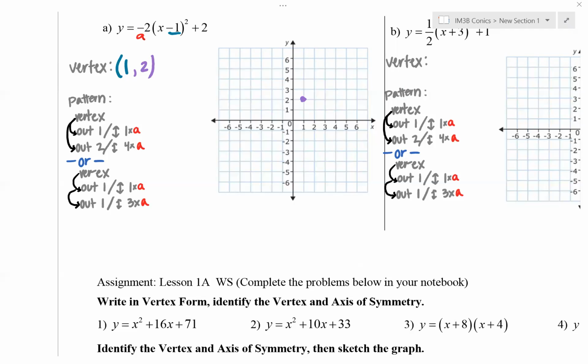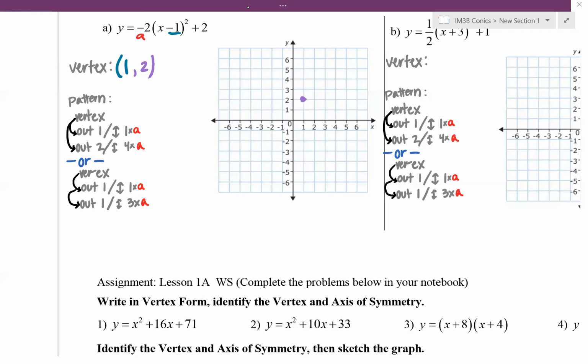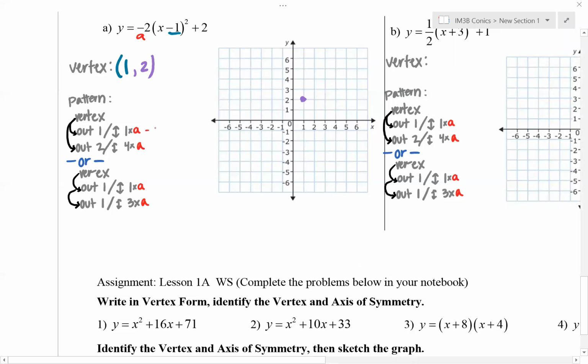Depending on which method you were using, we're either going out 1 and then down 2, and then back to the vertex, out 2, down 8. Or you're going out 1, down 2, and then from that point, you're going out 1, down 6. No matter what, your first 2 points are going to be here.